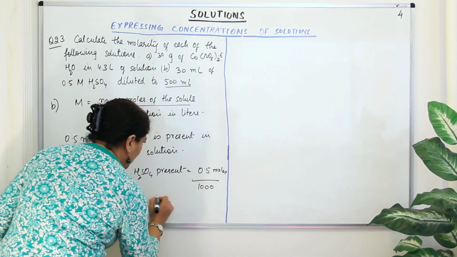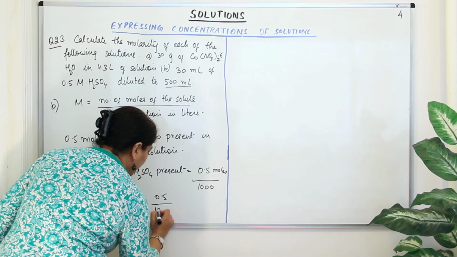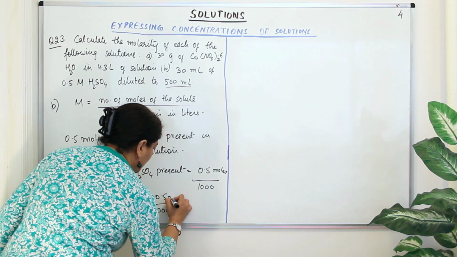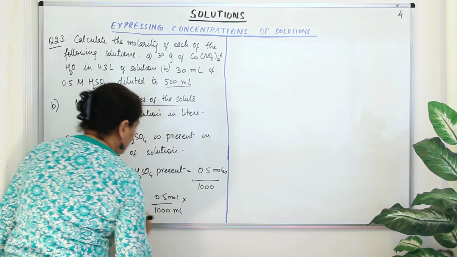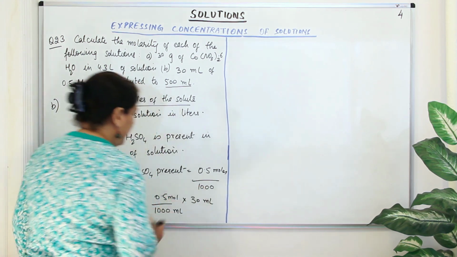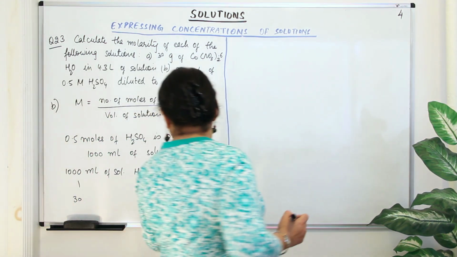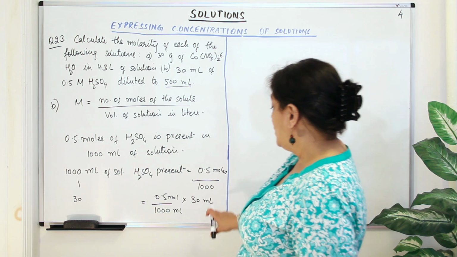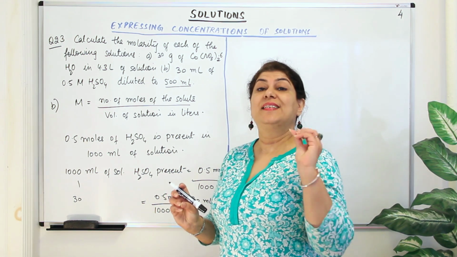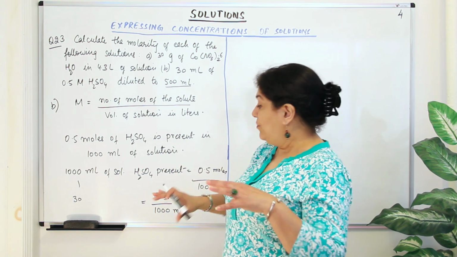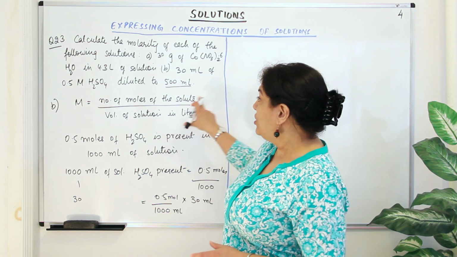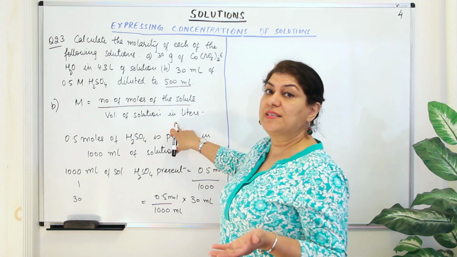And in 30 ml, how much would be present? It would be equal to 0.5 upon 1,000 moles per ml into 30 ml, right? So from this you will get the number of moles. The ml and ml will get cancelled. You will get the number of moles that are present in 30 milliliters. Now you have found out the number of moles of the solute, and the volume of the solution in liters is given to us.